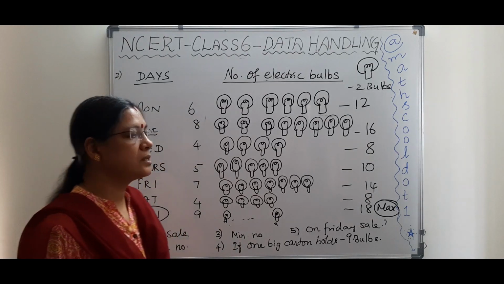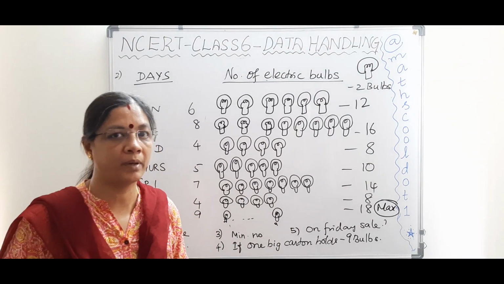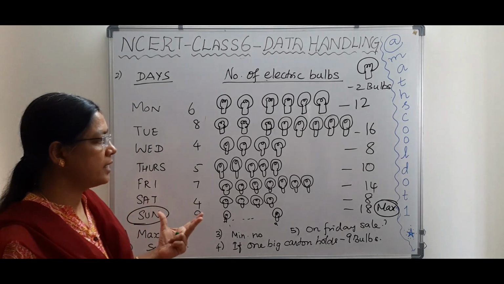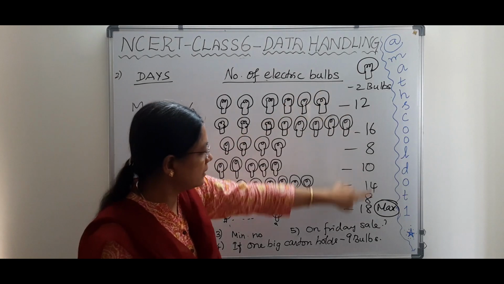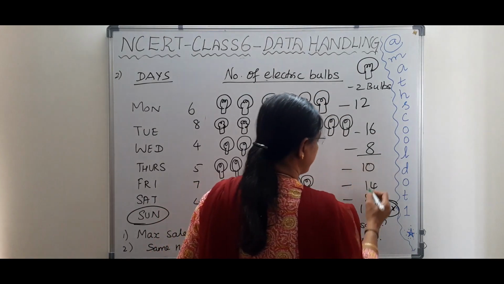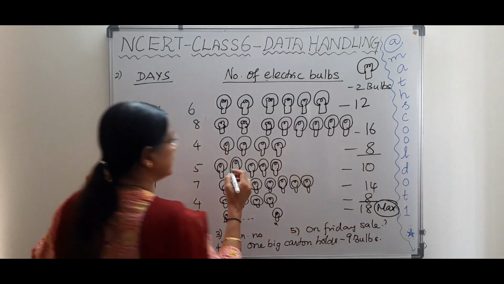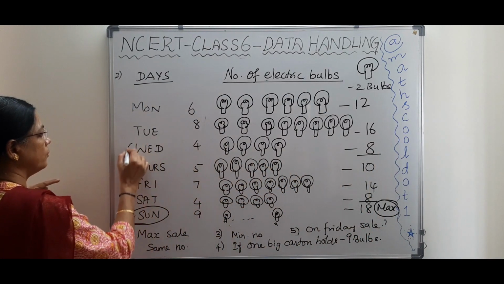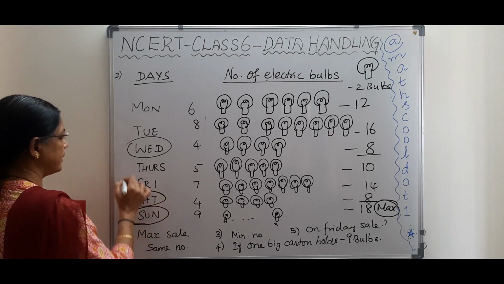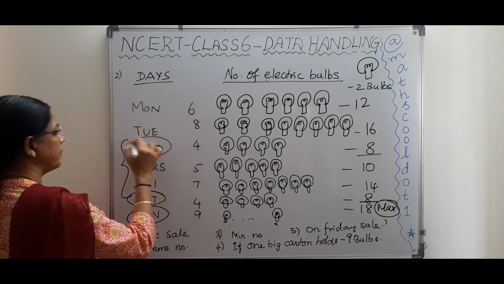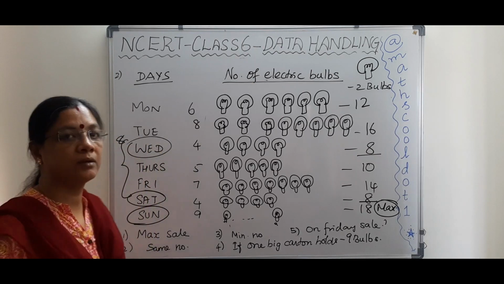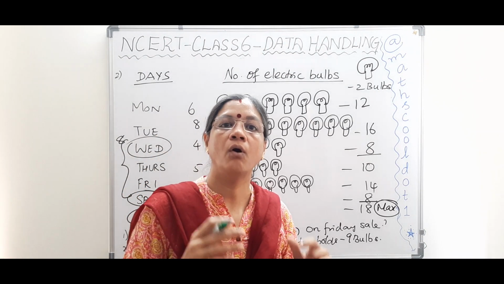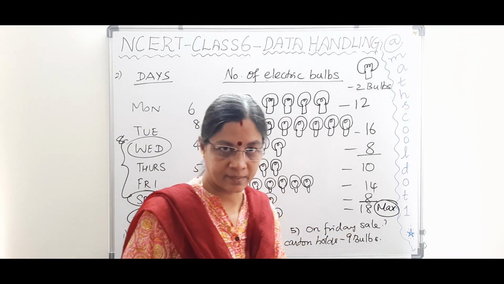The next question is, on what days were the same number of bulbs sold? By seeing this, we'll be able to understand. See, 8 and 8. So it is understood that on Wednesday and on Saturday, the same number of bulbs were sold. So that is 8 bulbs were sold both on Wednesday and Saturday.